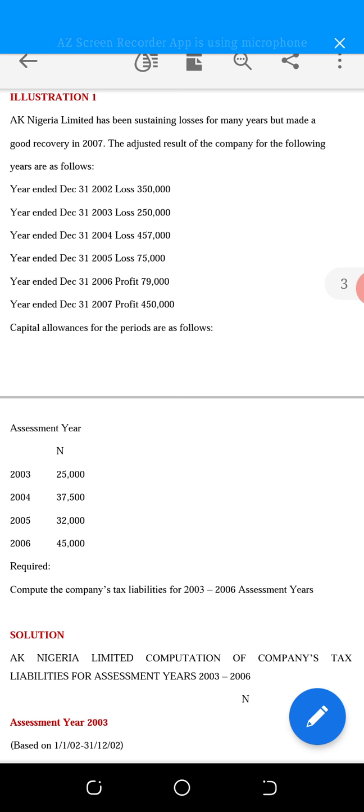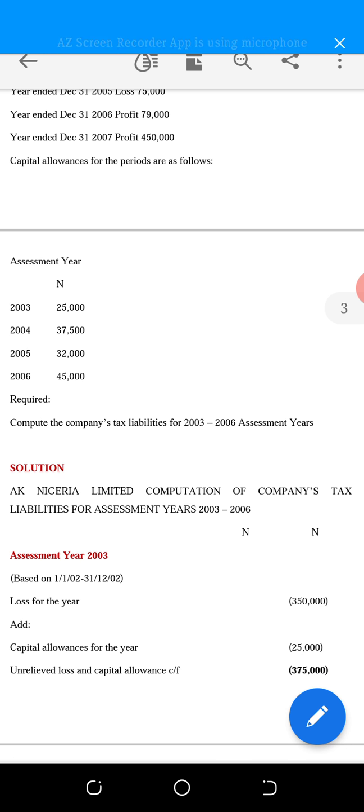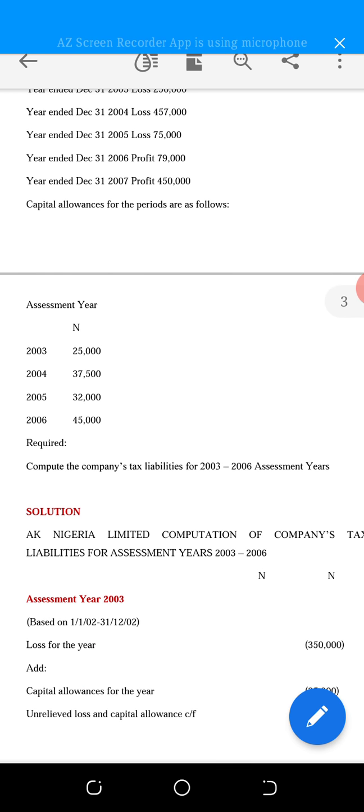The capital allowances for the periods are as follows. Years of assessment 2003 to 2006. You have it all listed there: 25,000, 37,500, 32,000, 45,000. Required: compute the company's tax liability for 2006 to 2007 assessment years. Now, this is a typical illustration.